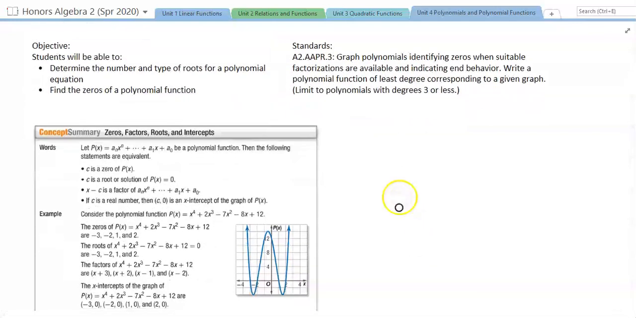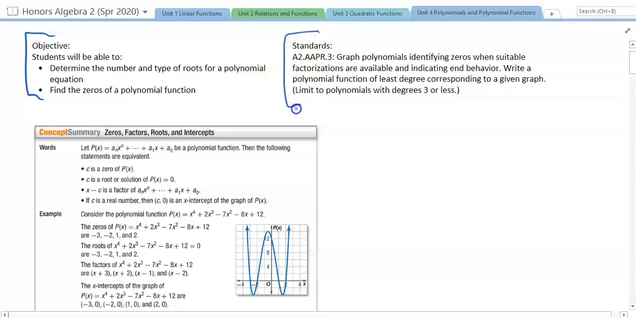Objective. Students will be able to do the following. They'll be able to determine the number and types of roots of a polynomial equation, and then be able to find the zeros of a polynomial function. And this falls under the standard PR3, graphing polynomials while identifying zeros with pseudo factorizations and indicating end behaviors.